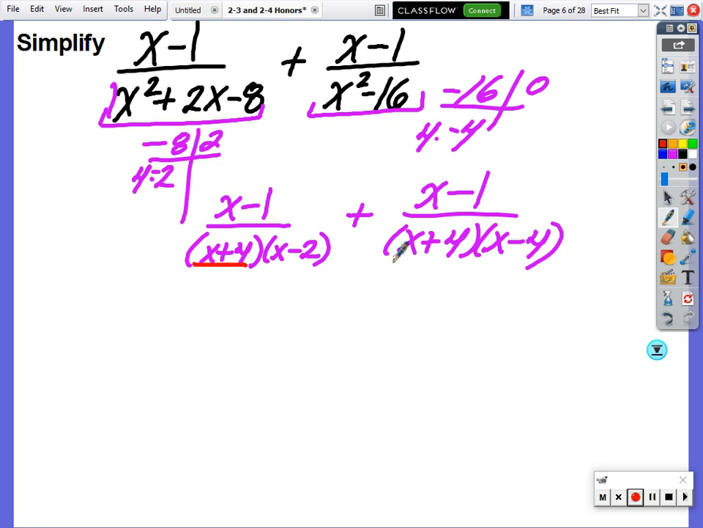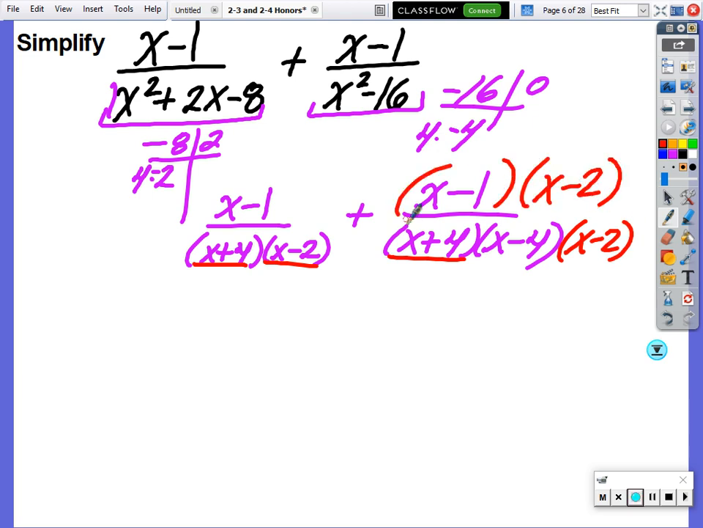So look, x plus 4, check. x minus 2, nope, I need it. Once again, two terms, you need parentheses. Okay, this one needs an x minus 4, doesn't it? Next step is to multiply out the numerator only.